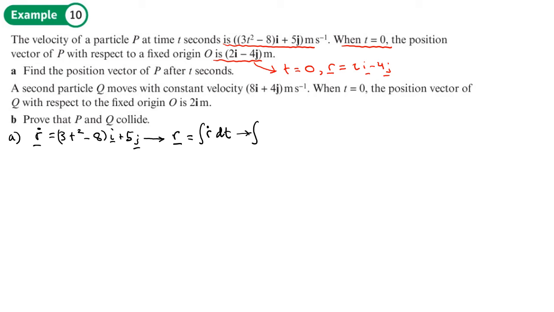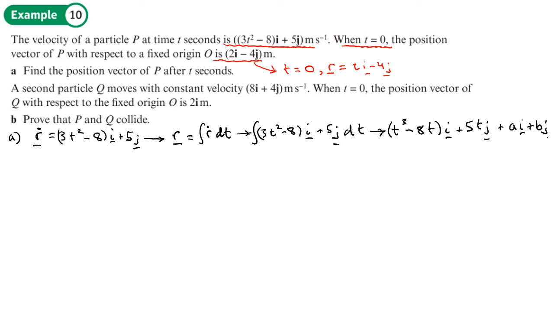That means integrating this (3t squared minus 8)i plus 5j dt. So that will give us 3t squared becomes t cubed minus 8ti plus 5tj plus a, let's just use a and b, and bj for our constant of integration.